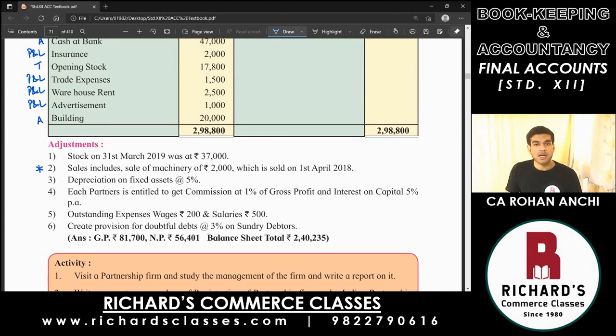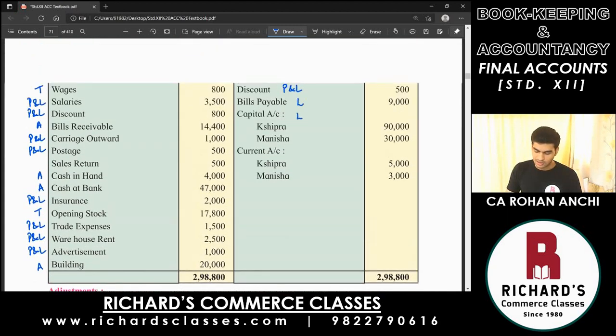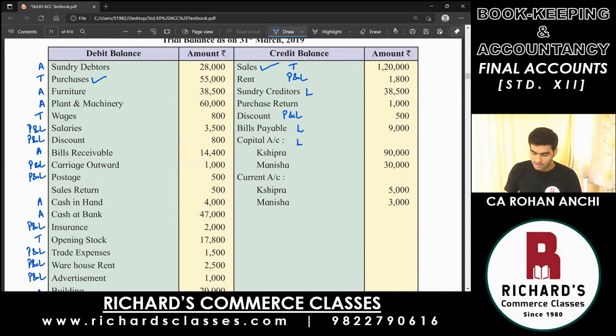Two items to tick mark from the trial balance. Remember, one is sales and one is machinery. So let's go to the trial balance. We have to adjust sales. So put second time tick mark on sales, and plant and machinery. That item also you tick mark. What is the adjustment to be done? We will see when we get to that point.